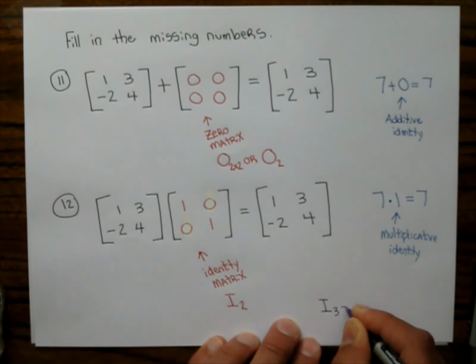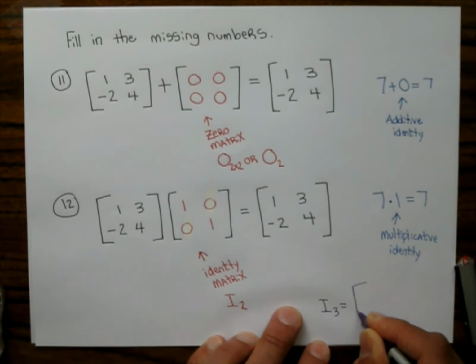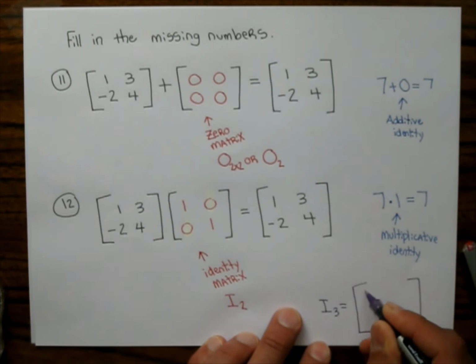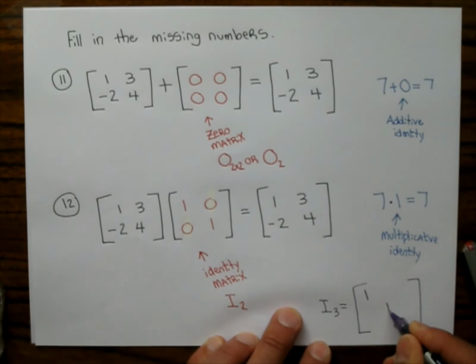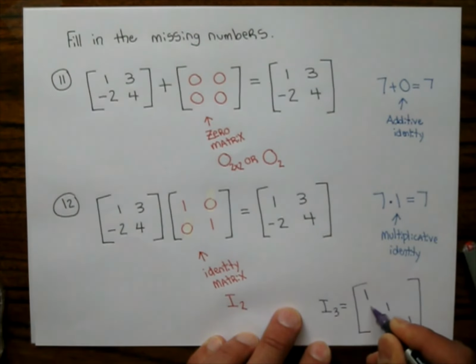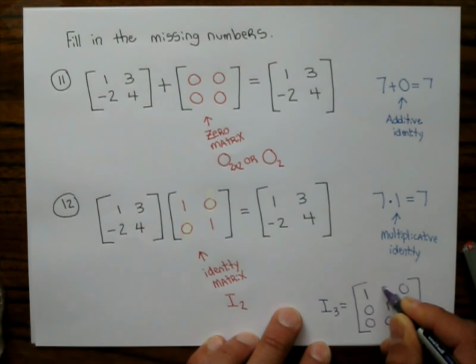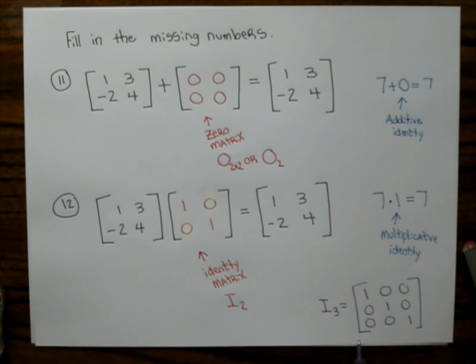I3 would look like a 3 by 3 matrix. And here's the deal, so you'll totally get it. It has 1s down the main diagonal and 0s everywhere else. So you can imagine what I4 looks like, and I27, etc.